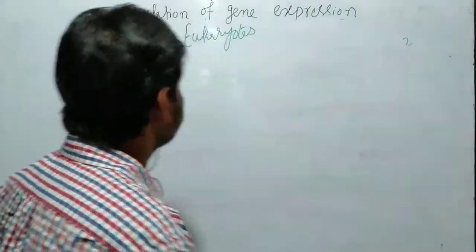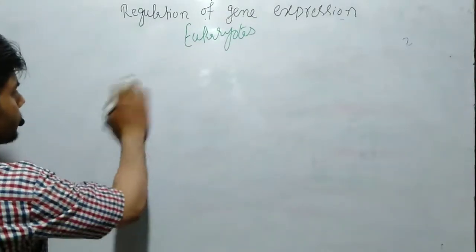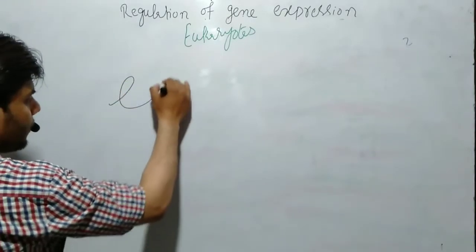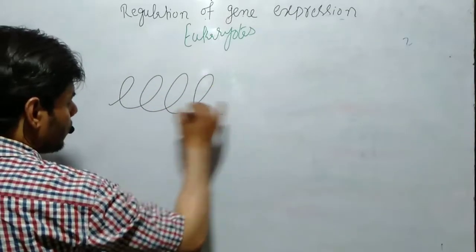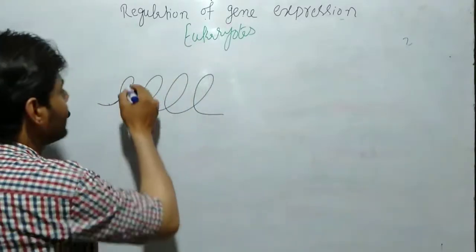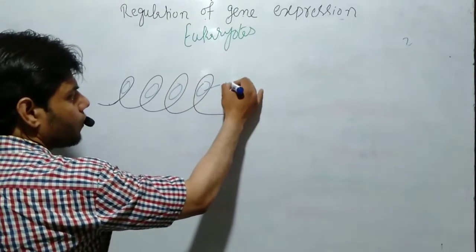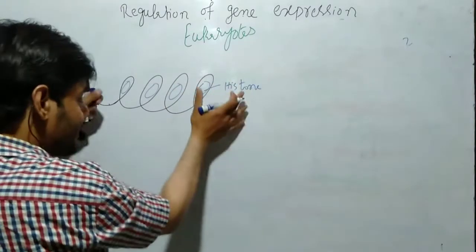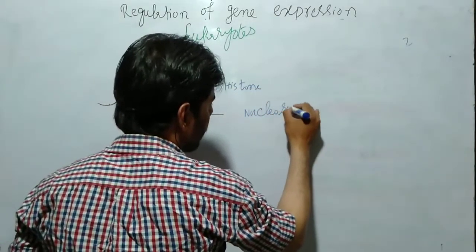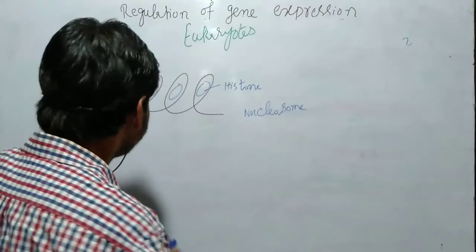Okay, so let me explain what happens in case of regulation of expression in eukaryotic. Let's suppose this is DNA, as you can see. This is the double-stranded DNA, and this DNA is wrapped around a protein which we call histone. Now this is called nucleosome. As you can see, this is a very complicated structure of the DNA.